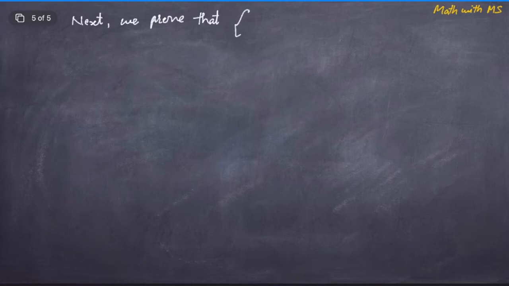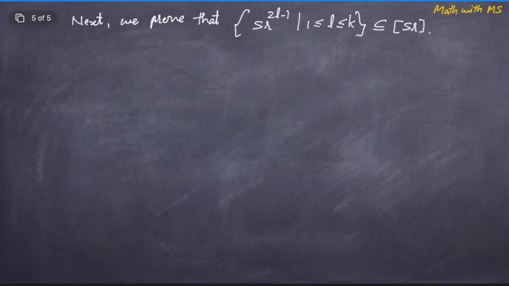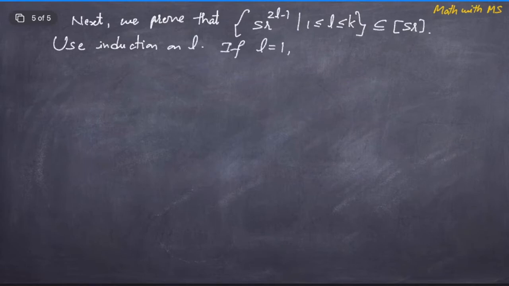Next, we prove that this set s r to the power of 2L minus 1, where L is bigger than or equal to 1, less than or equal to k, is contained in the conjugacy class of the element SR. We proceed by induction, use induction on L. Of course, if L is equal to 1, then the element is nothing but s into r, which of course falls in its conjugacy class SR.